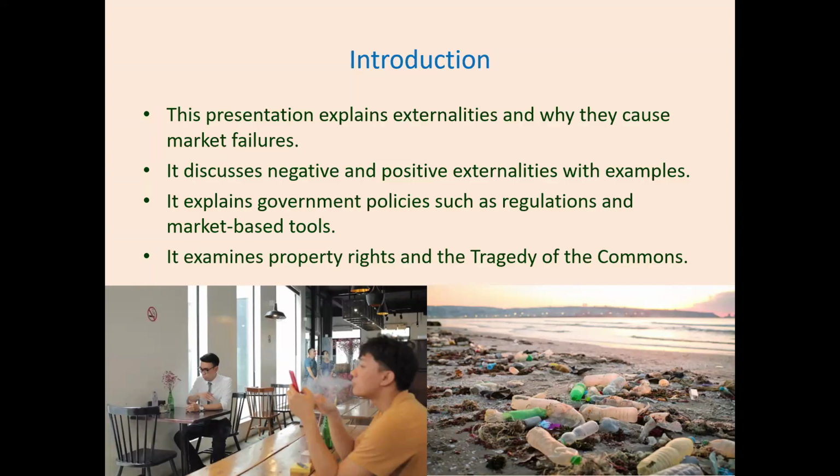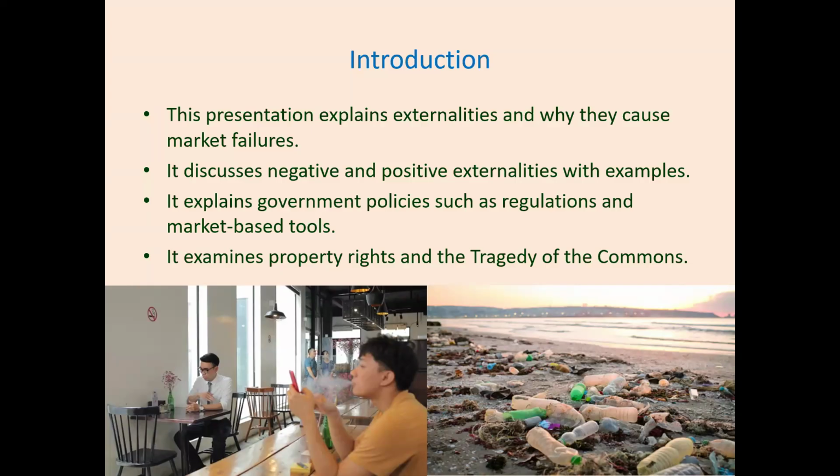So the government can either try to directly control externalities through policies that are called command and control, or they can use market-based tools, which still allow individuals or companies to do what they want, but penalize and reward specific behaviors. And finally, it examines the importance of property rights and the tragedy of the commons.